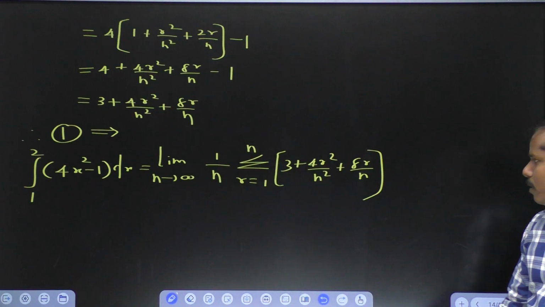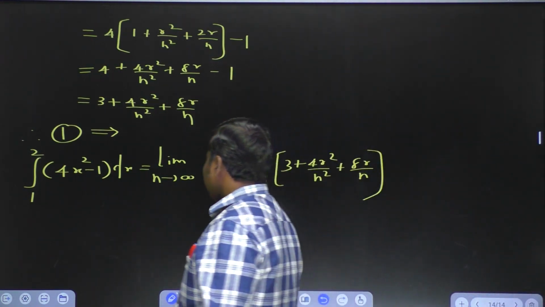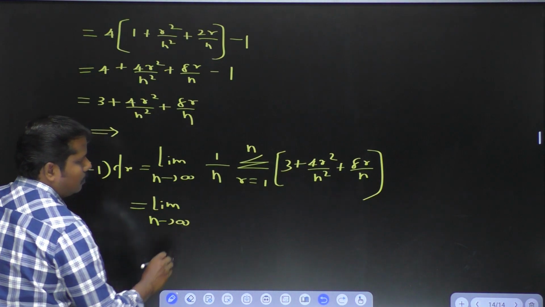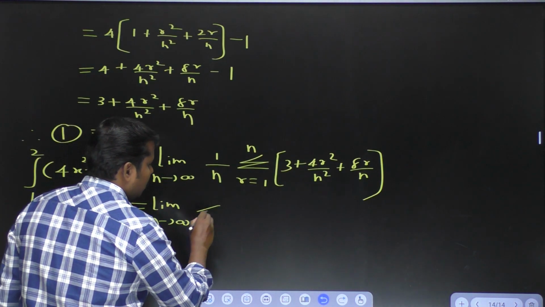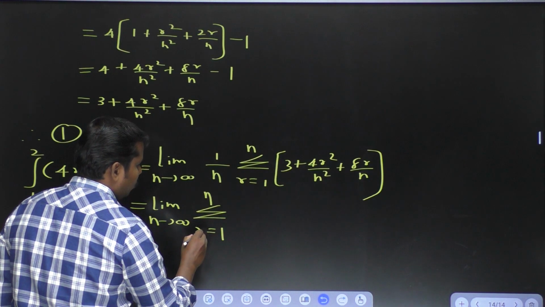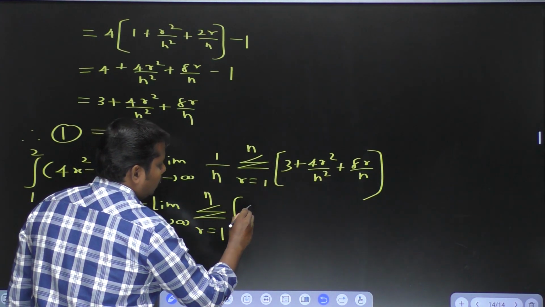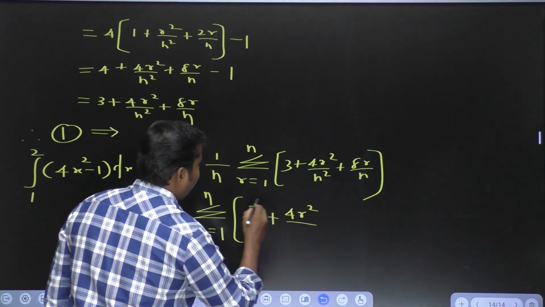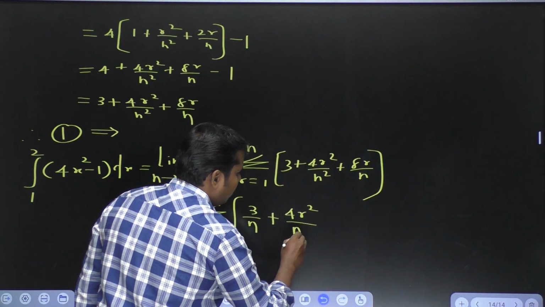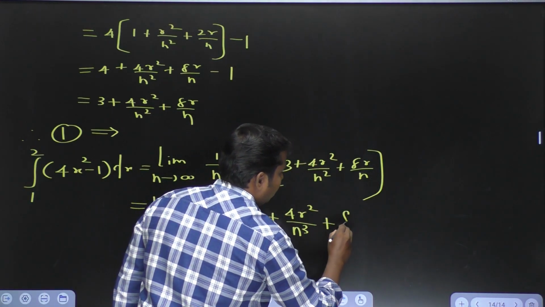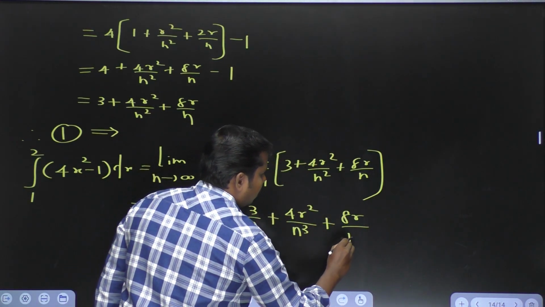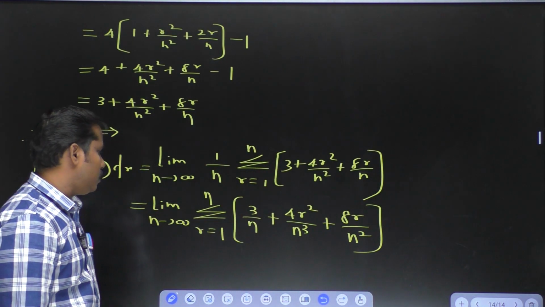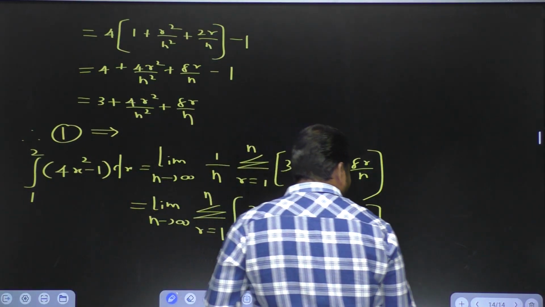Now as we did in the previous problems, apply 1 by n inside. So we get limit n tending to infinity, apply 1 by n. Summation r equal to 1 to n, 1 into 3, 3 by n, plus 1 into 4r squared, 4r squared by n into n squared, n cubed, plus 1 into 8r, 8r by n into n, which is n squared. Okay, now what is the next step? You have to apply summation inside. Let's go to the new page.